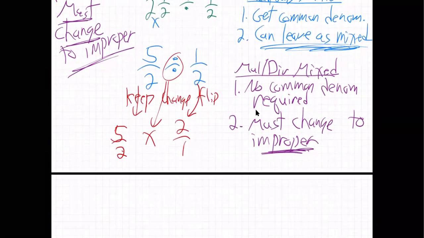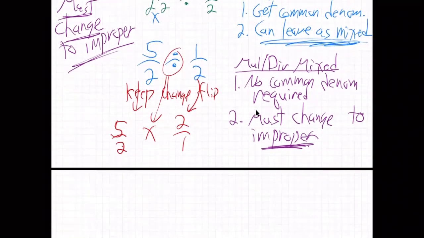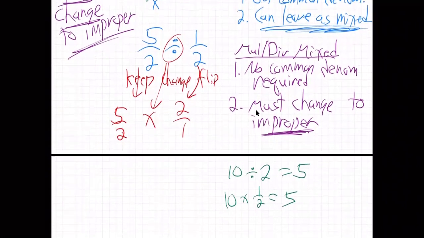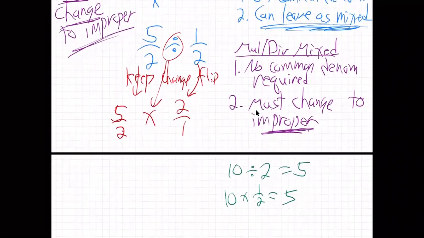Why is that true? Well, if you watched my videos from last night's homework, you probably got tired of me doing this over and over again, which I'm going to do one more time, sorry. 10 divided by 2 is 5, and 10 times a half is also 5, right? Half of 10 is 5, just like 10 divided by 2 is 5. Those are the same thing, aren't they? That means dividing by 2 is the same as multiplying by a half. So in other words, dividing by a number is the same as multiplying by the upside down, isn't it?